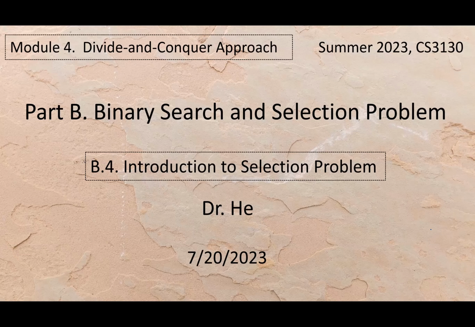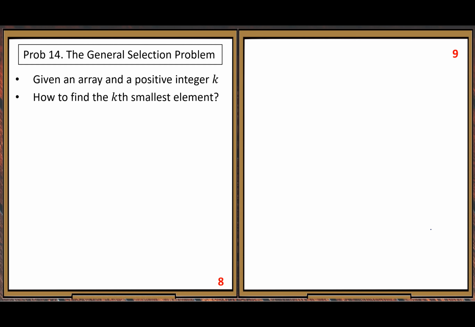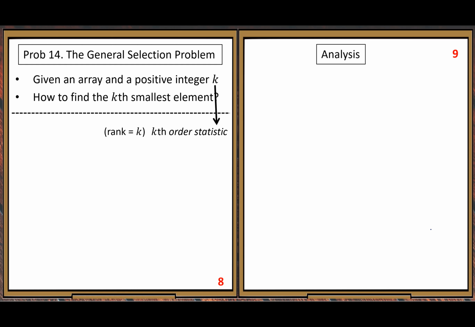So we just have a few more minutes. For the general selection problem, because this topic I want to go a little fast, I do not want to cover the details. So here, I just want to give you some basic facts. The general selection problem is to find the kth smallest element.